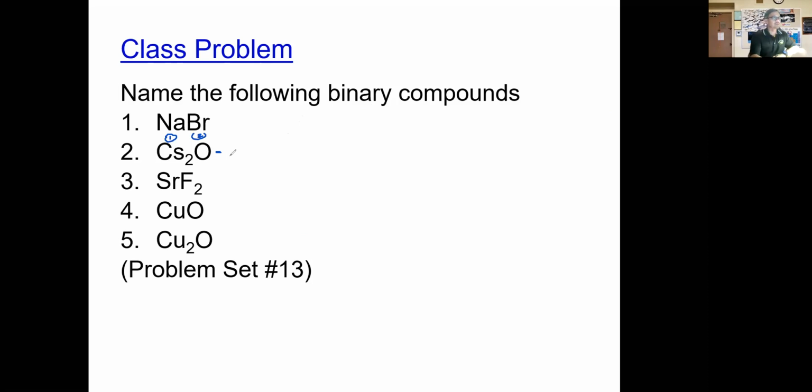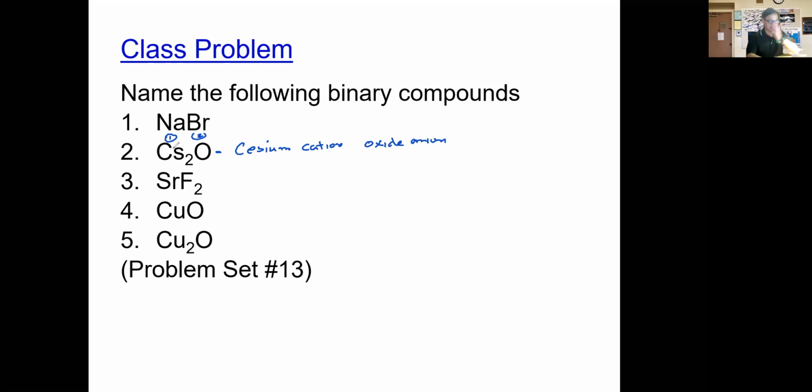Okay. All right, so let's go ahead and name it. Let's name the cation first. So cesium is the metal, so it becomes a cation. So we're going to write that down. It's going to be the cesium cation. Okay. And the oxide anion. Okay. All right. Do we need to worry about the Roman numeral here?